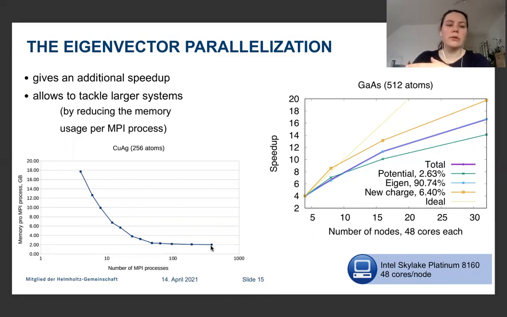So for this particular system, it doesn't matter how many MPI processes you use, the memory usage will not go under 2 gigabytes. And this behavior is general. For every system, there is some plateau, some minimal memory consumption per MPI process. And this amount will grow with the system size. So again, at some point you reach the situation when you won't be able to fill your node only with MPI processes. So this is another reason why you need multi-threading here.